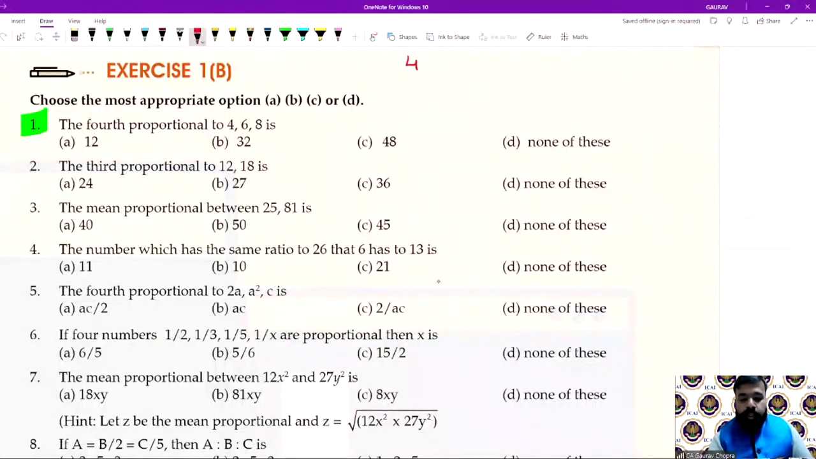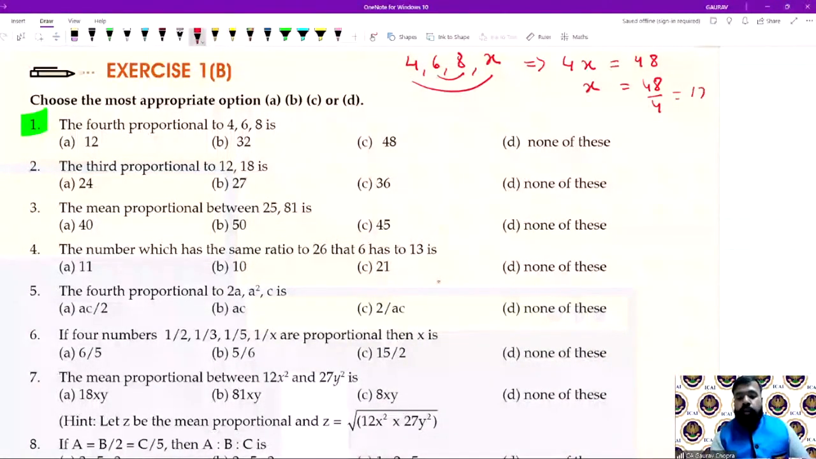So I think you will be able to do very easily 4, 6, 8 and then X. Now apply the cross product rule. So it gives 4X is equal to 48. So we can find out the value of X, 48 by 4, that is 12. So the answer is option A, that is 12.